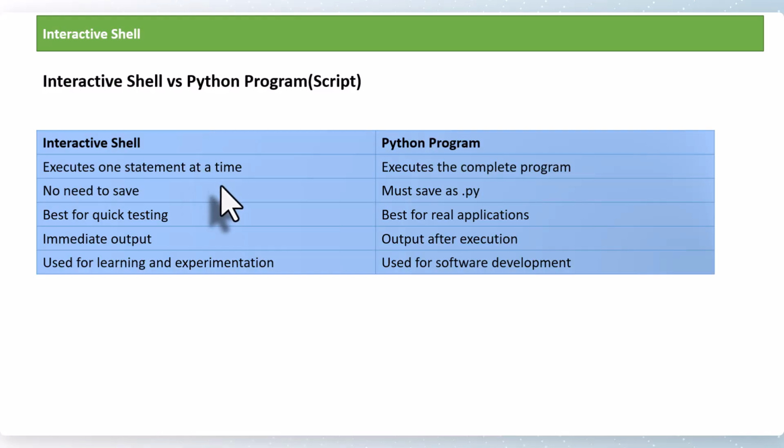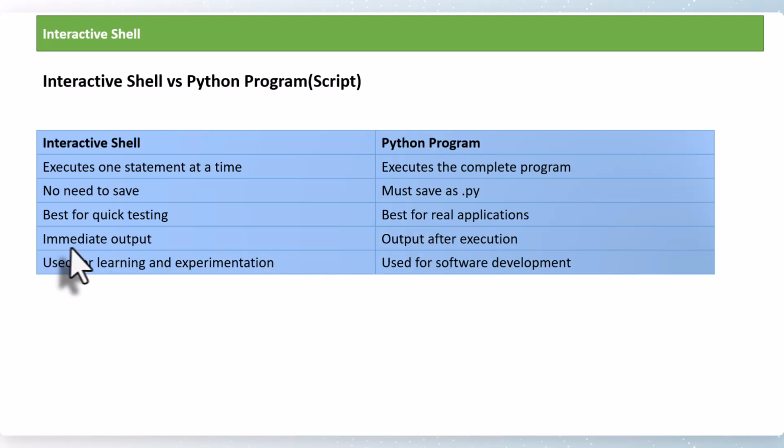Let us understand what the differences are between the interactive shell and a Python program, that is the script mode. The interactive shell executes one statement at a time, but the script mode can execute the complete program. You need not save in the interactive shell, but you must save the program as filename.py if you are using the script mode. And the interactive shell is best for quick testing, and the script mode is best for real applications.